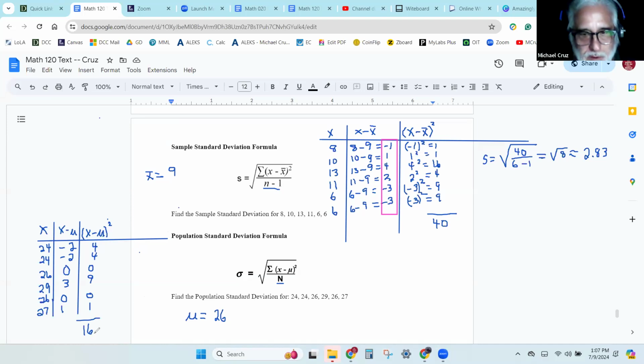All right. So there's our top. That's this part right up here, the sum of the squares. So that right there just means sigma. It's a Greek symbol, but you just know that that means population standard deviation. And then there's six, right?